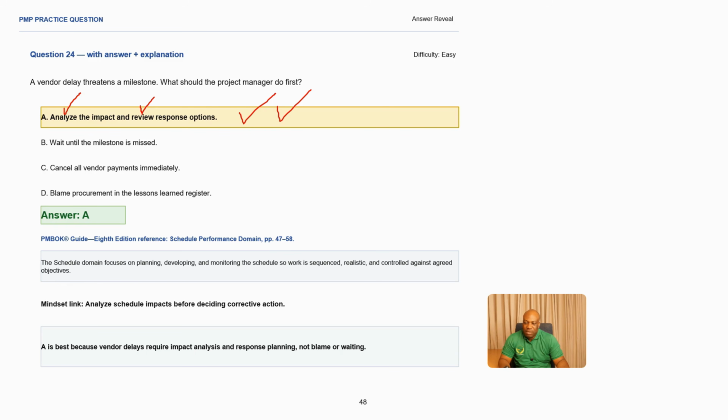What is our reference here? The schedule performance domain, which is on page 47 of our PM book. What does it say? The schedule domain focuses on planning, developing, and monitoring the schedule so that work is sequenced, realistic, and controlled against agreed objectives. So what is the mindset that we use for this? You need to analyze the schedule impacts before deciding on corrective action. You need to understand the issue first. So in A, when you analyze and review the response, you are understanding more of the issue, making A the best answer because vendor delays require impact analysis, response planning, and not blaming.